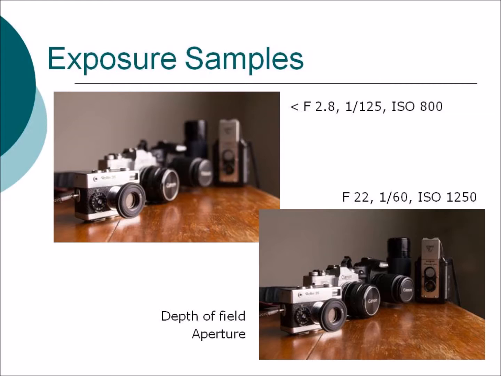Now we've got some exposure samples. The first one is showing the depth of field at f2.8. You can see it has a very shallow depth of field. Only the very first camera is in focus, and all of the other ones are out of focus. In the second example at f22, all of the cameras are reasonably in focus.